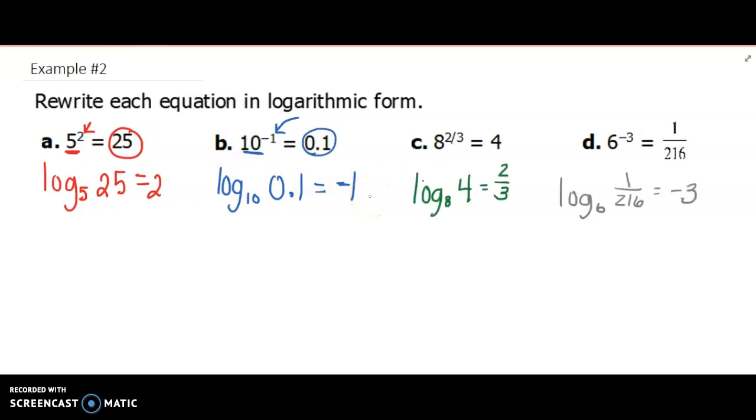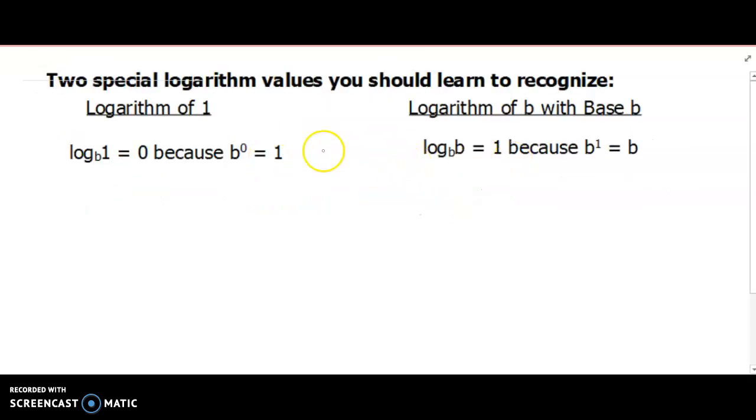All right, hopefully you did these on your own. C should be log base 8 of 4 equals 2/3, and D should be log base 6 of 1/216 equals -3. These two you should get to the point where you could recognize pretty easily. Log base b of 1 equals 0 always, because if I rewrite this as an exponent, it'd be b to the exponent of 0 equals 1, which is a true statement. Anytime you see log base b of 1, just know that it's 0.